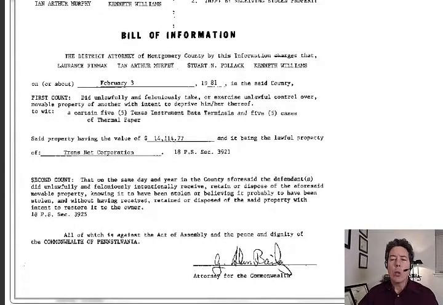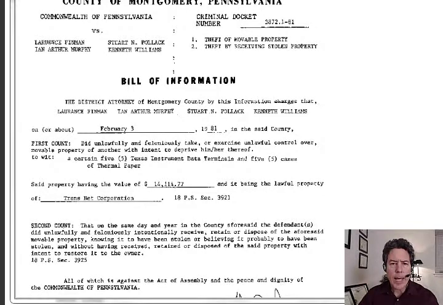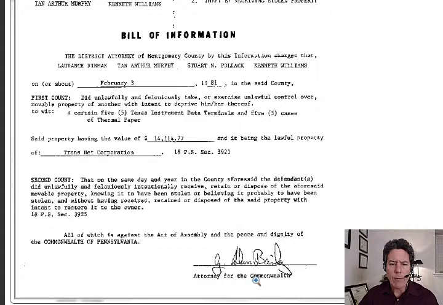Now, the court conviction is going to be something that actually looks like a court pleading, and it's going to be signed by a judge, and it's going to have a different look to it. Whenever you have some sort of court conviction, there's usually going to be an arrest record and a court conviction. So this is what they call the bill of information. It has the criminal docket number on it. It lists theft of movable property, theft by receiving stolen property. And here are some of the terms: the first count, the second count, and attorney for the Commonwealth. So this looks like charges being brought against this guy, and that would be part of the court record.